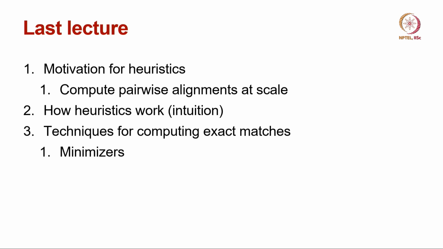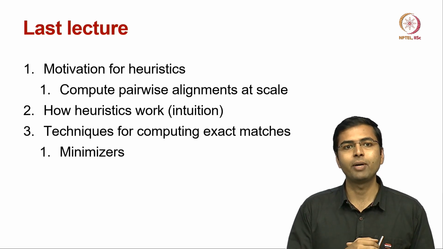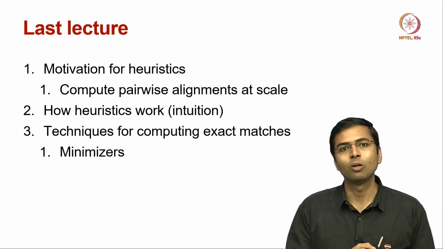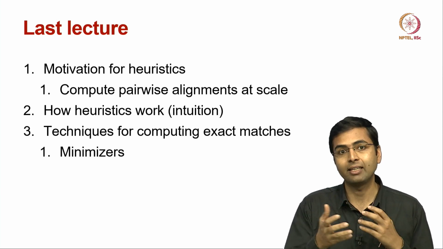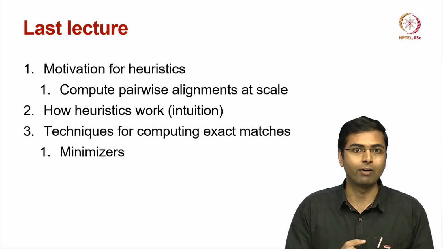So just to do a quick recap from the last lecture. In the last lecture we saw motivation for why we need heuristics for sequence alignment. We saw the example from the Genome India project where the data is so big and we cannot use the exact dynamic programming methods that we have been using or discussing so far.